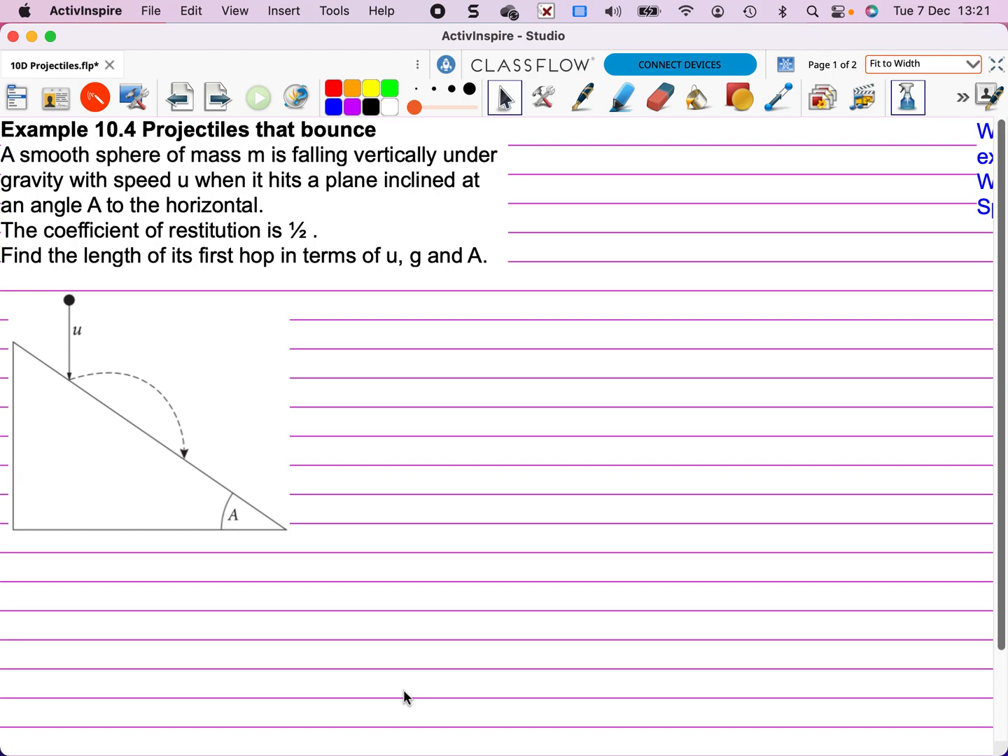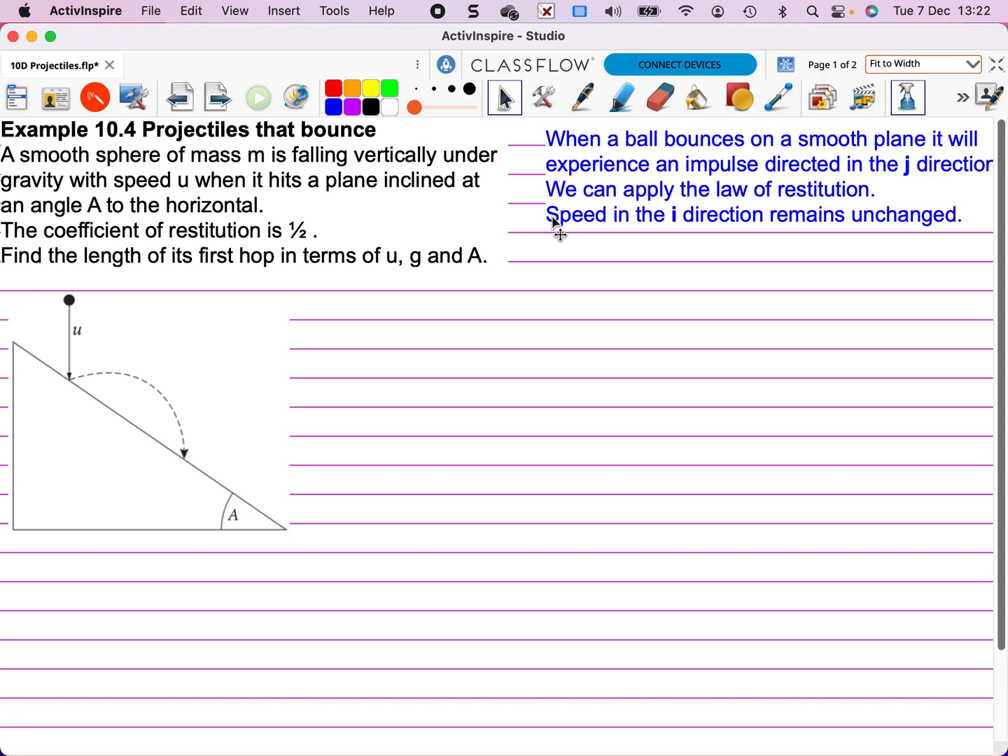Okay, we're going to look at a situation where we're looking at a projectile which is dropped, hits a surface, and then bounces. Now, it's important to remember in this particular situation that when an object hits a surface, then the reaction force is perpendicular to that surface. And therefore, the impulse caused by the impact will also be perpendicular to that surface.